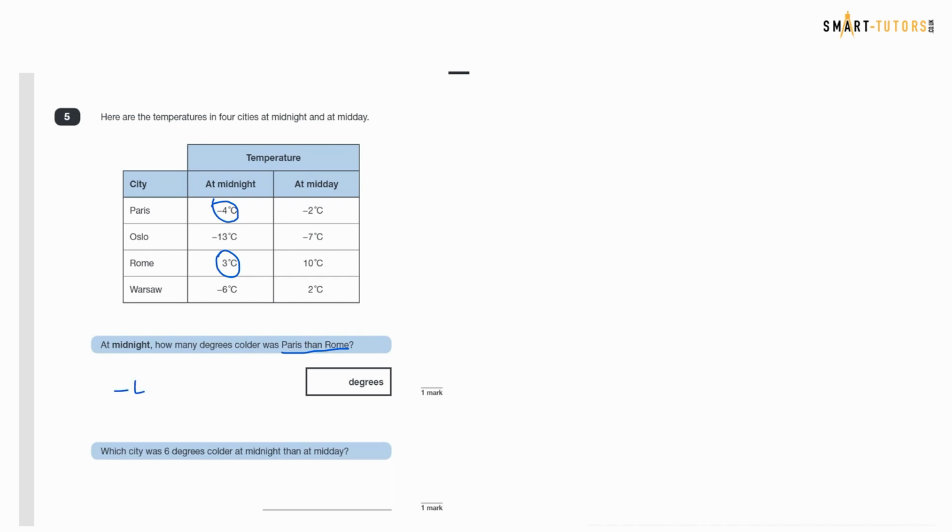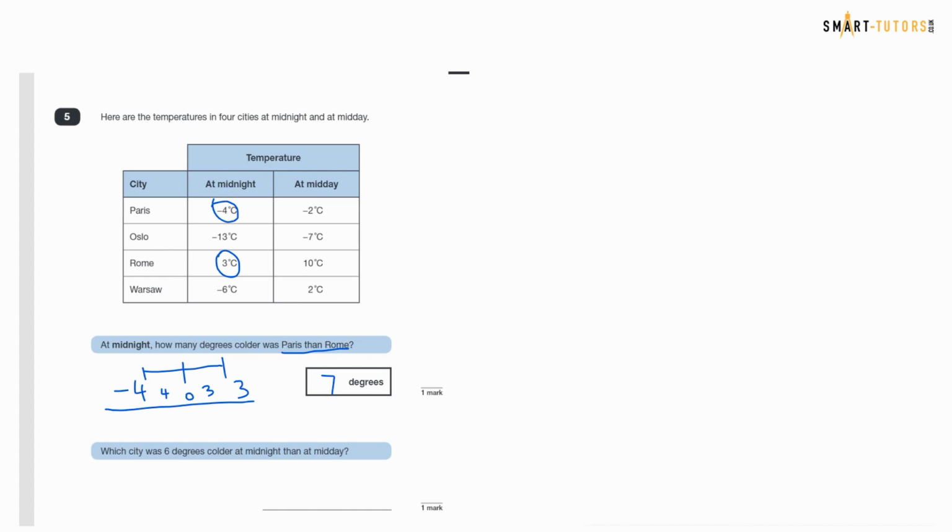You need to do 4 plus 3 equals 7 degrees, so it's a 7 degrees difference. Very good, that answer is correct. I will add a small point here. On a number line, -4 to 0 is 4 gaps, 0 to 3 is 3 gaps, so 4 plus 3 is 7 gaps, which is the difference between the midday temperatures at Paris and Rome.